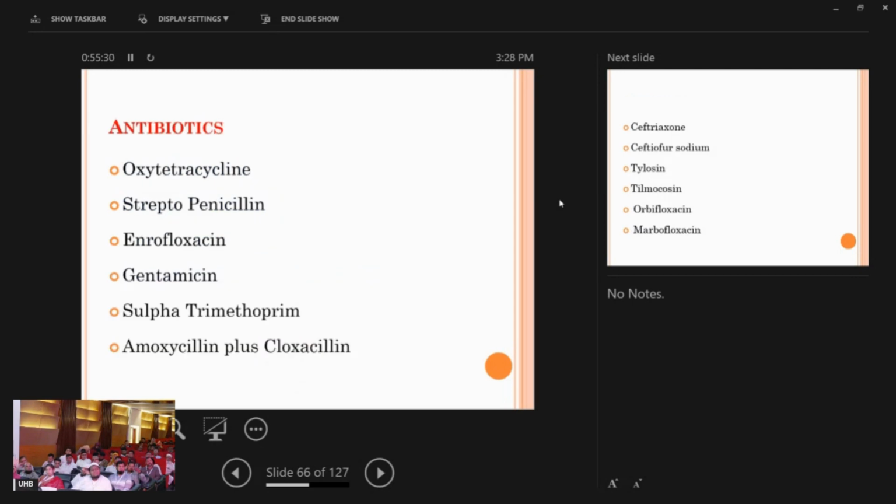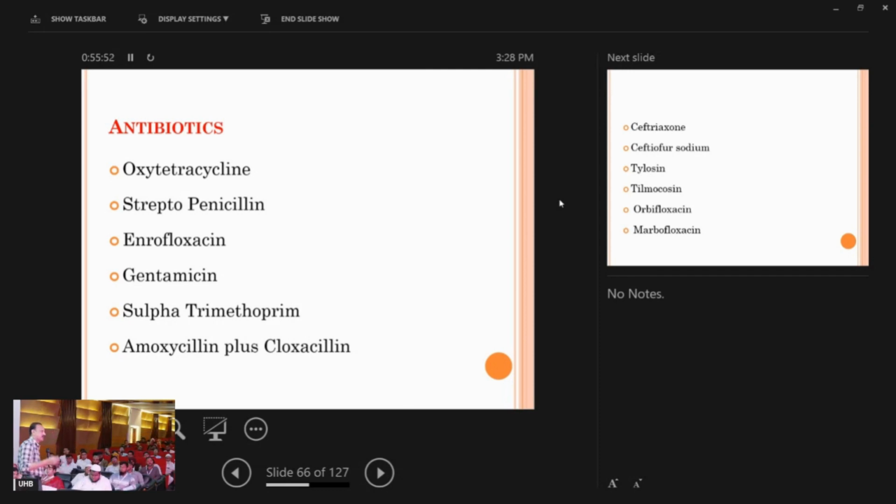The next thing is the antibiotics. Till now we have seen the common drugs. What are the common drugs commonly used in our large animal practice? There are a few things just to enlighten. In our large animal practice or small animal practice, judicious use of antibiotics should be there. That is the first thing.